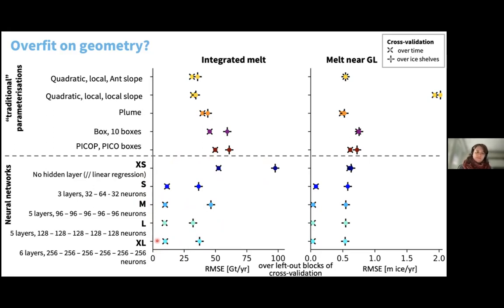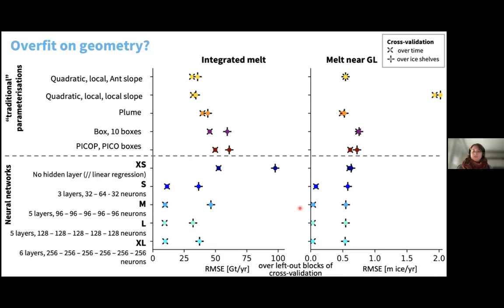So that's nice. But if we look at the cross-validation over ice shelves, we see that it's still much higher than the cross-validation over time. So there is still a problem that the neural network cannot generalize well to ice shelves it has not seen during tuning, which means that there is some information that is proper to each ice shelf.